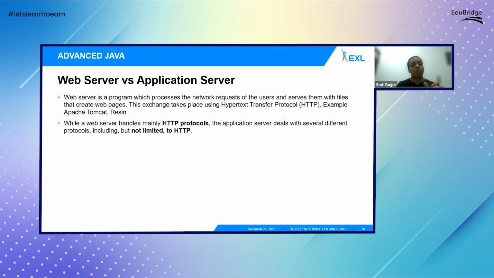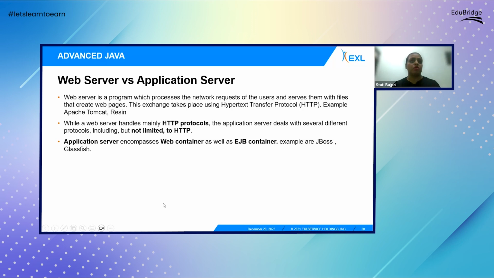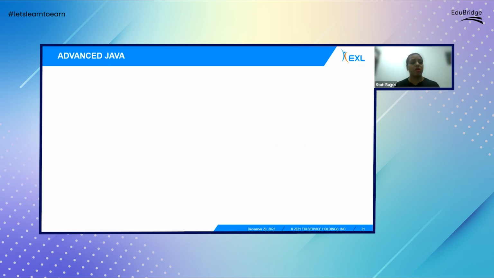An application server is that web server plus additional features like the EJB container, your entities, your DTOs, and how the business logic works. So it comes with the web container as well as your application logic. So your EJB container, that will be your application server. JBoss is one of the examples.